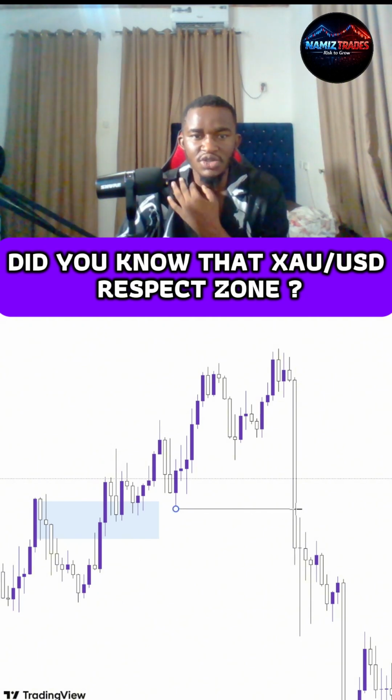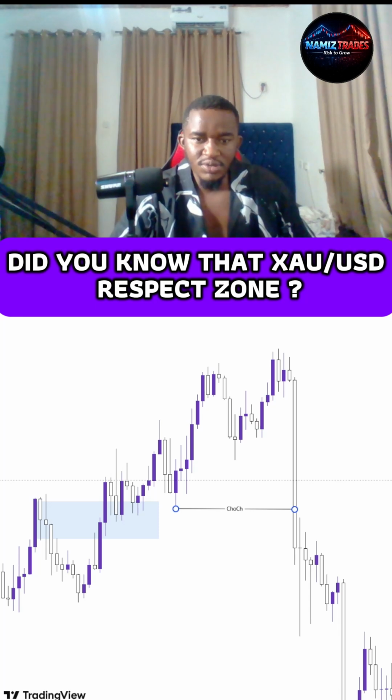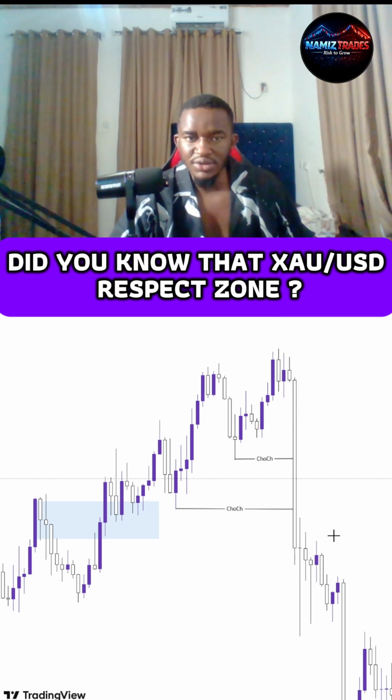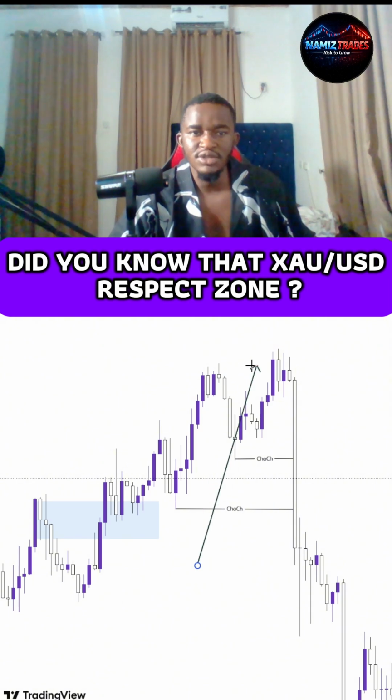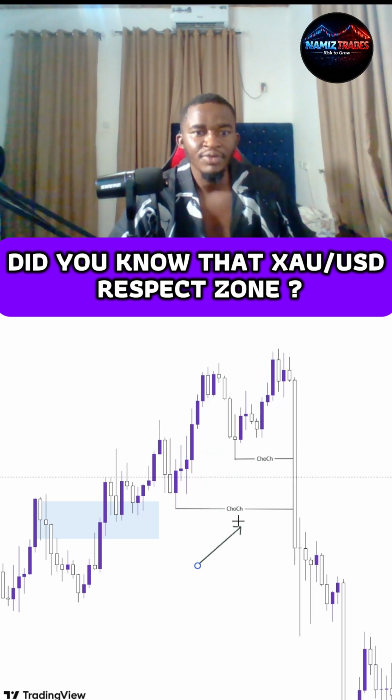We have another market structure shift from here, which is a change of character. Or you can call this place a change of character. Before a change of character can be valid, there is something that you need to understand. When the high is not taken out, this high is still valid. This one is clearly taken out to this side, but this one was not clearly taken out. But you can call this place a change of character, which is your market structure shift.